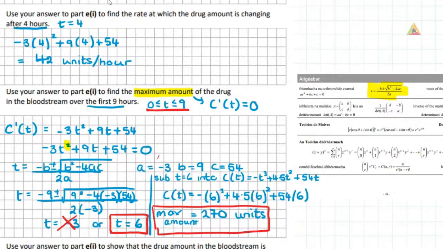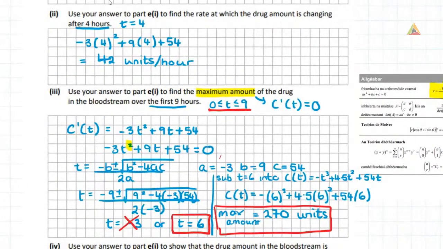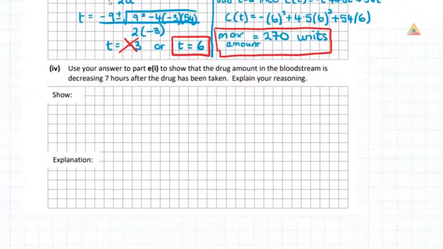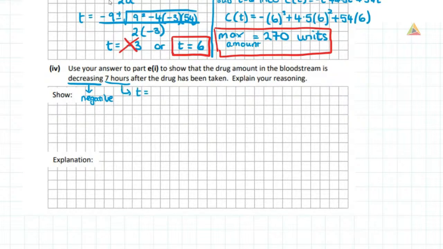Okay. And the last part of this question says, use your answer to E part 1 to show that the drug amount in the bloodstream is decreasing 7 hours after the drug has been taken. So we saw this with our previous example as well. When it's decreasing, we know that it's going to be negative. And we want to show this 7 hours after, so that's when t is equal to 7.